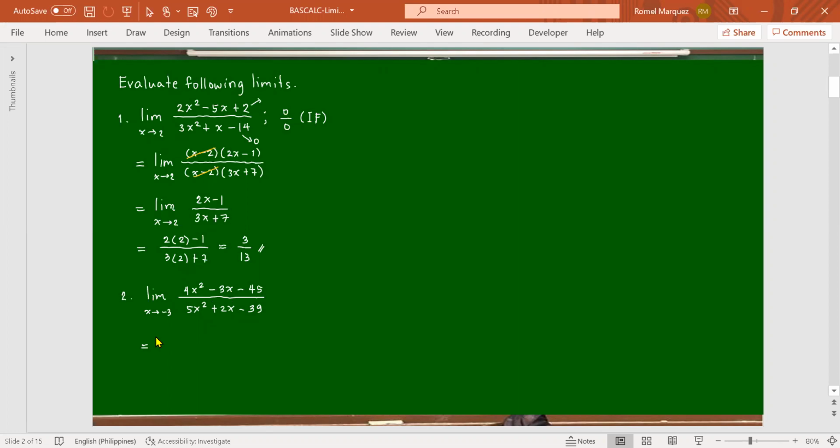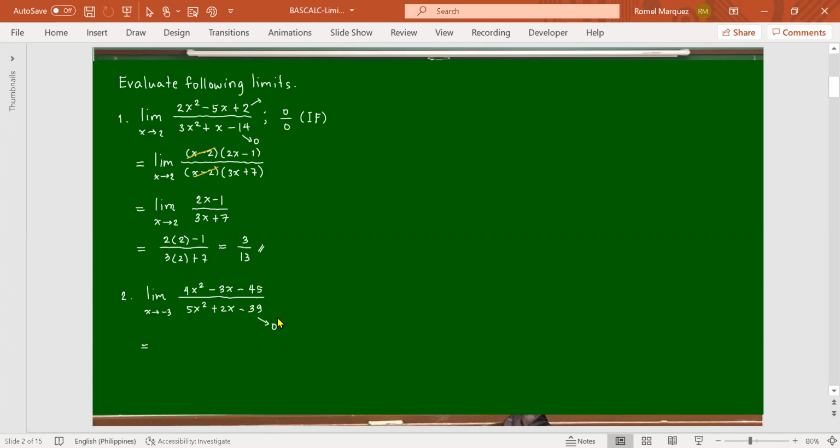So don't be excited about applying the direct substitution rule, because it might have a problem at x equals negative 3. First, we have to check the limit of the denominator and the limit of the numerator separately. Let's do that mentally. Starting with the denominator, since it is a polynomial, we can apply the direct substitution rule: 5 times 9 minus 6 minus 39. So that is 0.